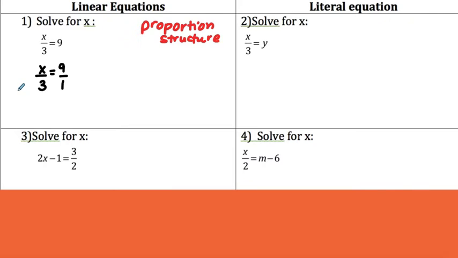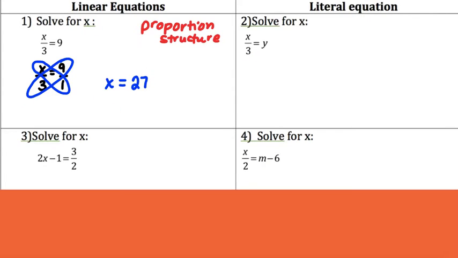Now, to solve a proportion, you multiply both sides by the lowest common denominator, or in this case 3, and some teachers might say cross multiply. So we are going to multiply x times 1 and then 9 times 3, and we're going to get x times 1 is x equals 9 times 3, which is 27.